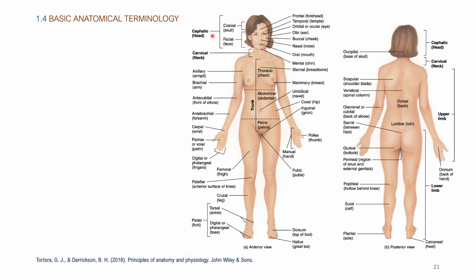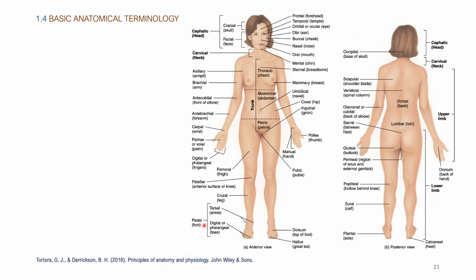Here we have your cephalic region, your head. It includes the cranial and the facial. Your cervical, which is your neck. Your axillary, brachial, antecubital, antebrachial, your carpal, palmar, digital or the phalangeal for the fingers. We have also the femoral for your thigh because of the bone found here, the femur. The patellar region, the anterior surface of the knee. The crural region for the leg.